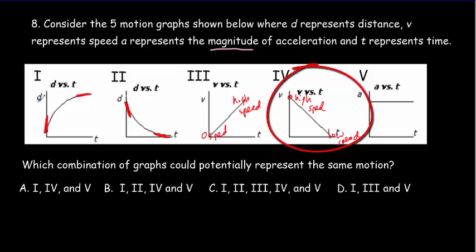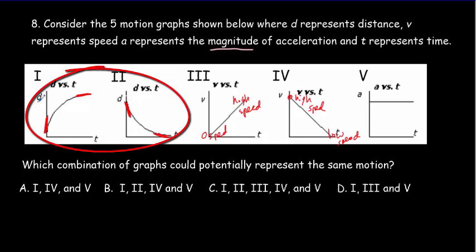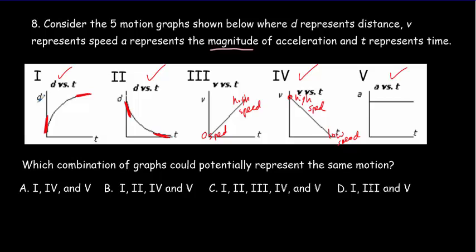So that's consistent here. And on a DT graph, a position time graph, it should show up as something that looks like a parabola. And these are potentially parabolas. So this one, this one, this one, and this one are consistent. The only one that's not consistent is number 3. So the correct answer here would be B.